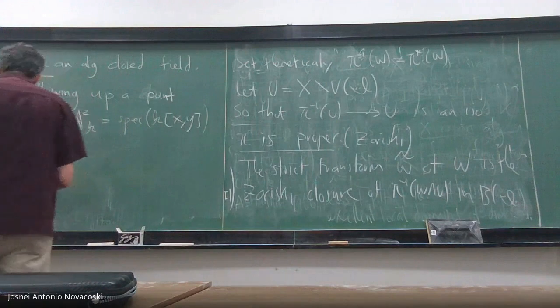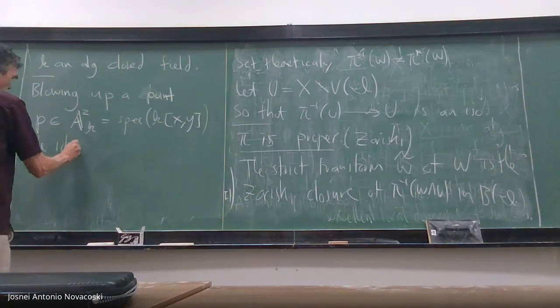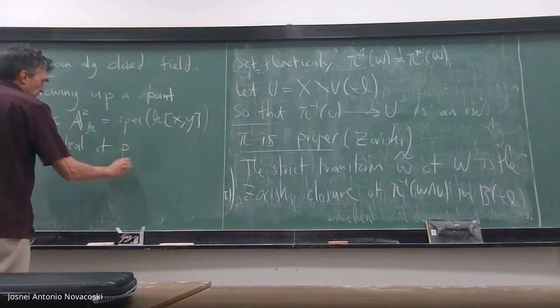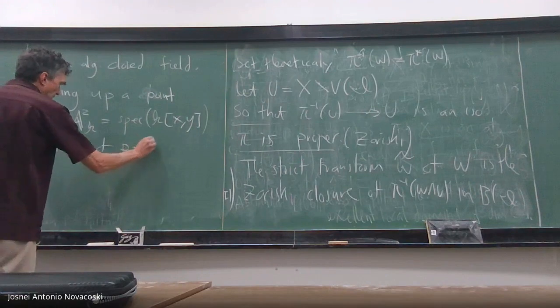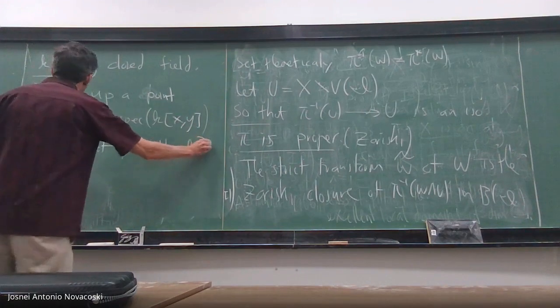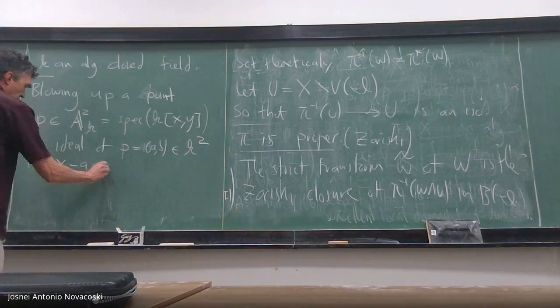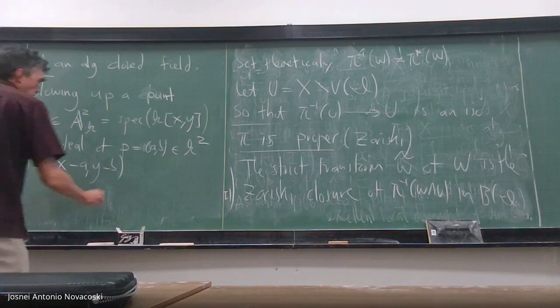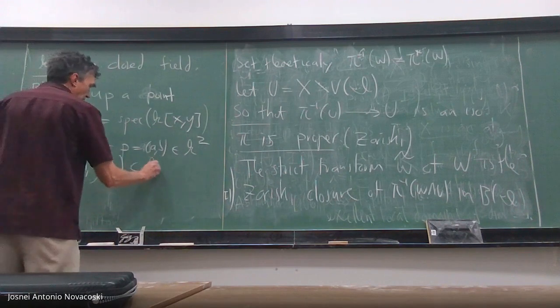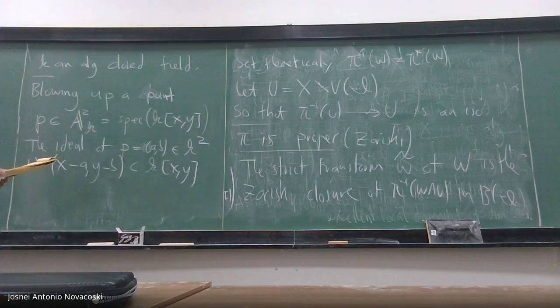One can say that the ideal of the point P, which I can think of as (a,b) in K^2, is just (x minus a, y minus b), which is contained in K[x,y]. So we use this identification.